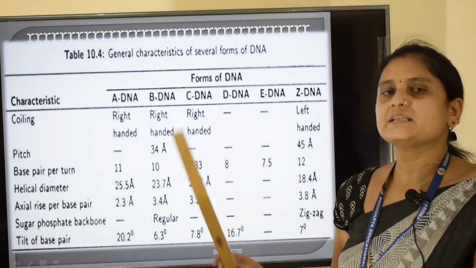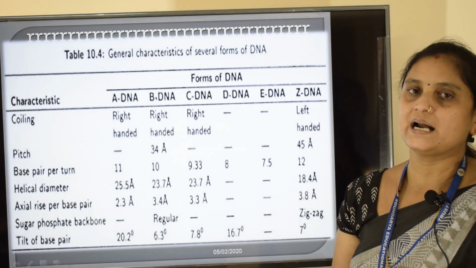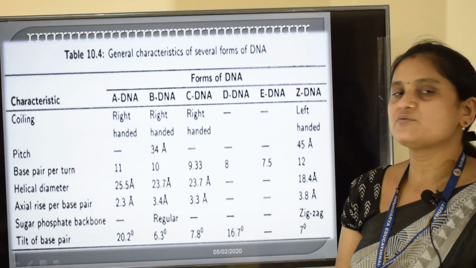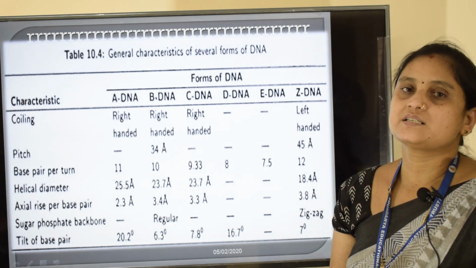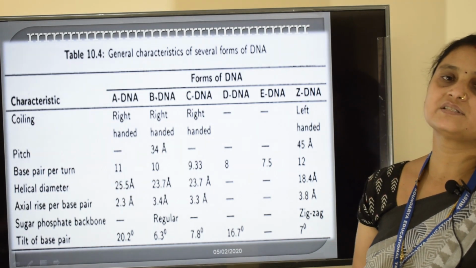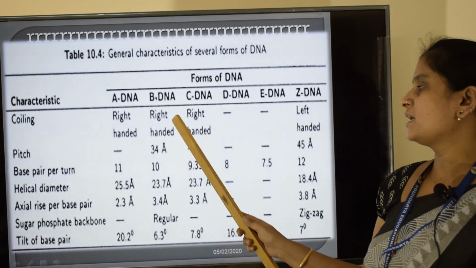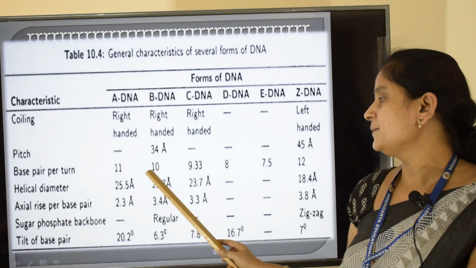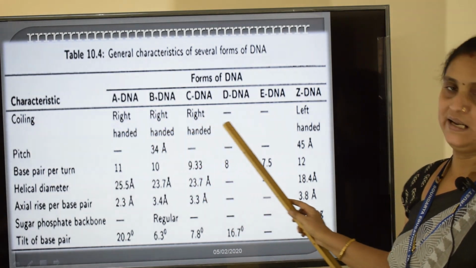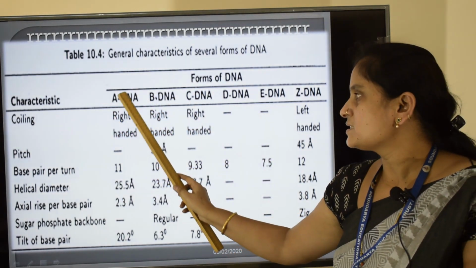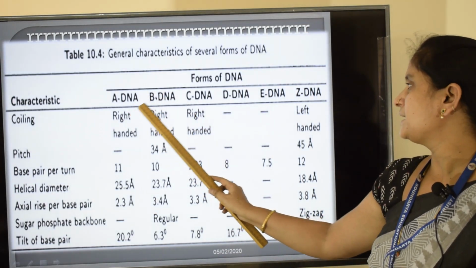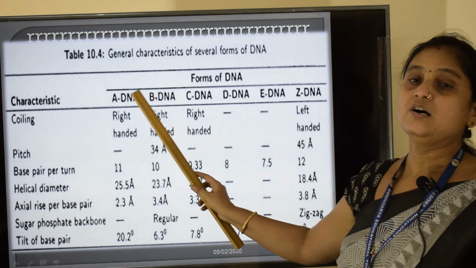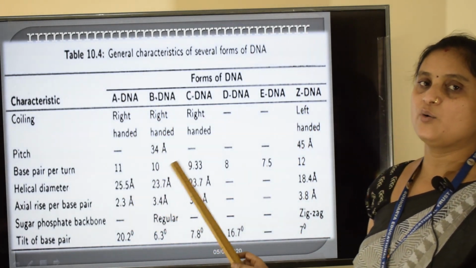Apart from that, under certain conditions DNA is also found in other forms. The other forms vary greatly structurally. How do they vary? The different forms vary with respect to the number of base pairs per turn and the mode of their coiling. Hence there are A DNA, B DNA, C DNA, D DNA, E and Z DNA. So totally there are 6 types of DNA.